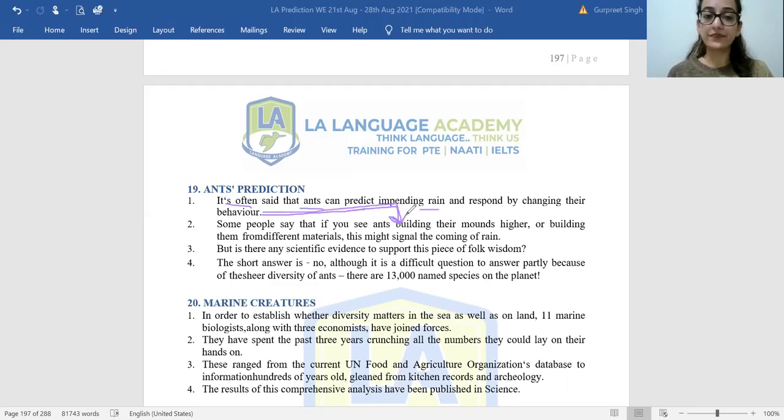What do they do? But means, again, we will make a contrast. So they do this and this, but is there any scientific evidence to support this piece of folk wisdom? Folk wisdom is what people generally believe or say. And that is why it comes here after we say people say this. The answer is no. So obviously the answer comes after the question mark. We don't really bother what the explanation given is, because we are there to make the pairs only. So the question and the answer to that question.